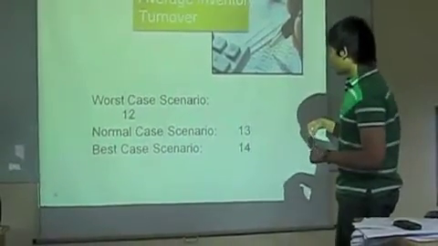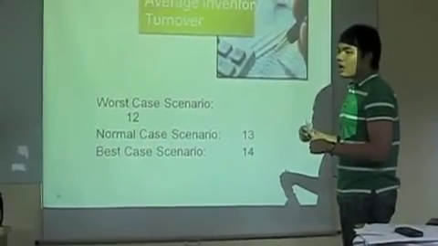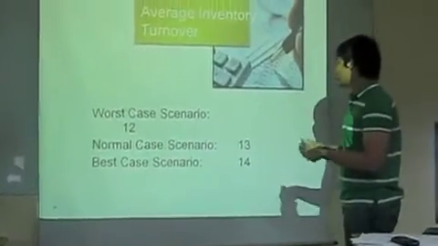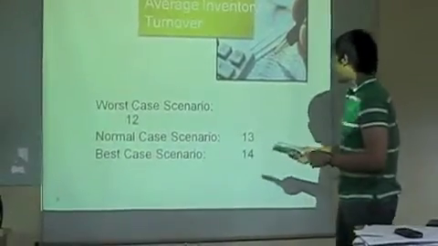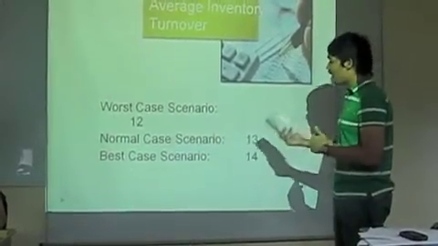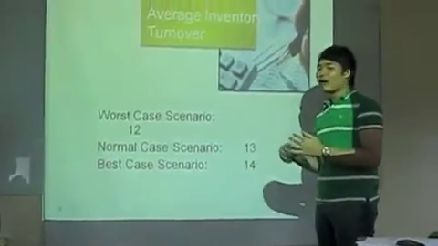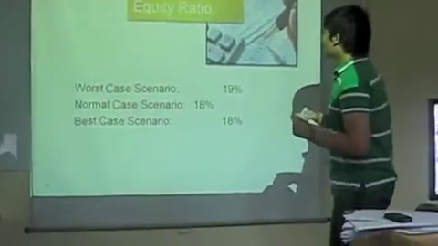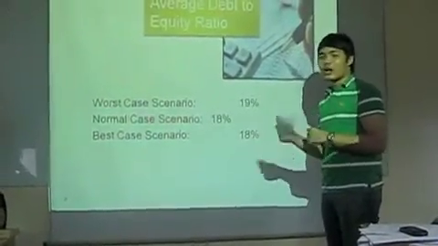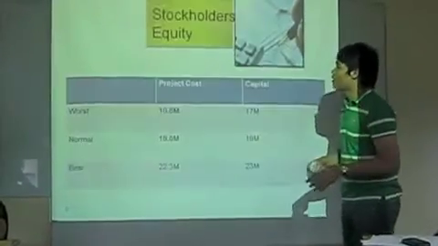For inventory turnover, how much time the company takes for the product to be sold and turned over. For the best case, we have at least 14 times the turnover, while in the worst case, we have 12, although all of these situations will have good feedback for the company. For average net equity ratio, it simply means how much debt finances our company. So for debt financing, it's just a very low amount for these three scenarios.